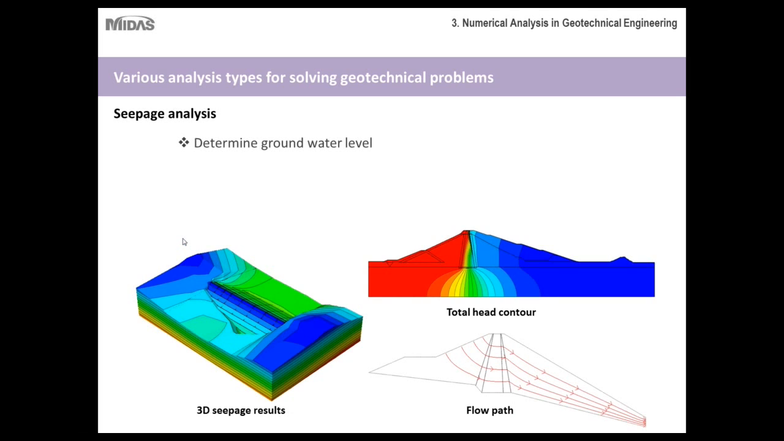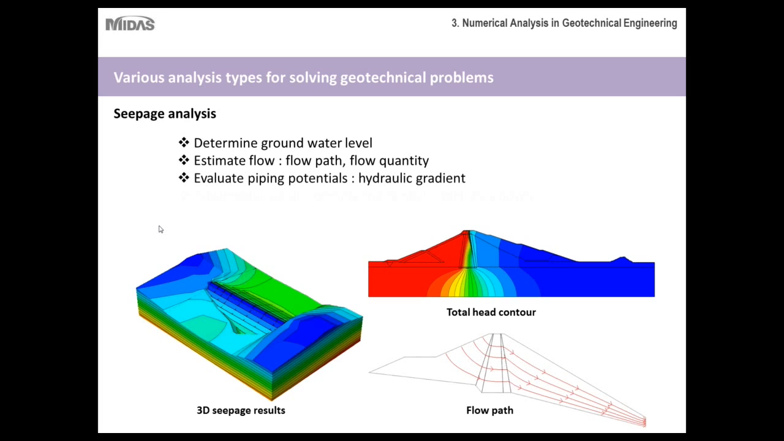Okay, and then seepage analysis. So determining the groundwater level, for example, how your groundwater level changes, maybe due to certain factors such as rainfall or an increase in head. Estimating the flow or the flow path. As you can see, with numerical modeling you can estimate your flow, or you can graph your flow paths fairly easily. And then evaluating piping potentials, hydraulic gradient, flux. These are all things that need to be taken into account for seepage analysis. And typically dams, embankments, levees, structures of that nature would be analyzed through seepage analysis.